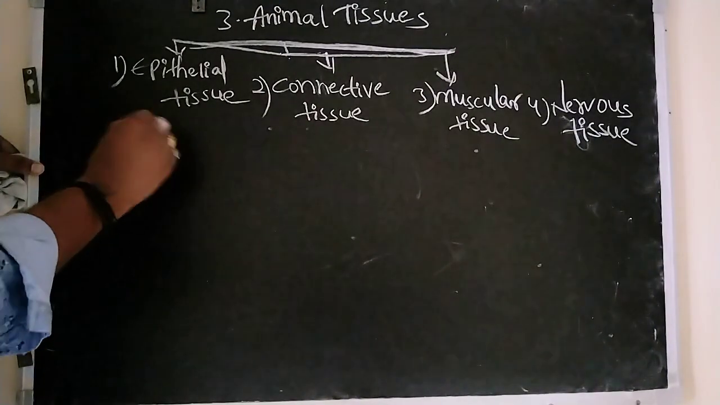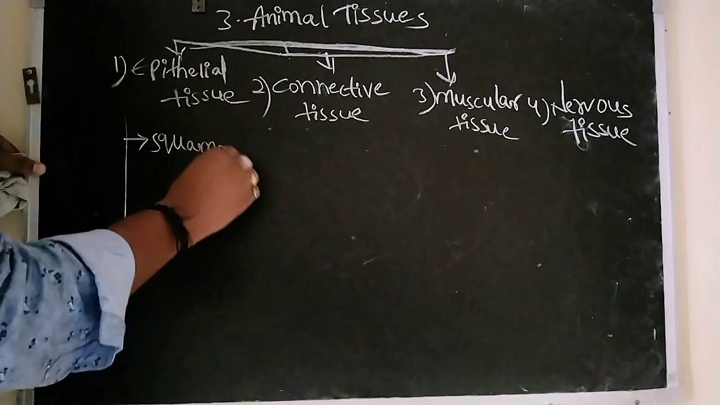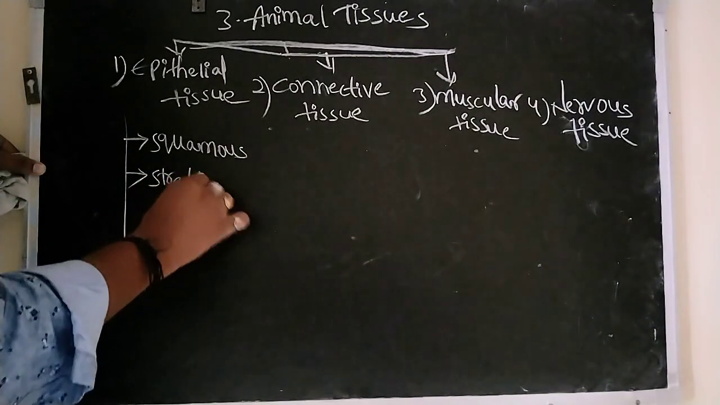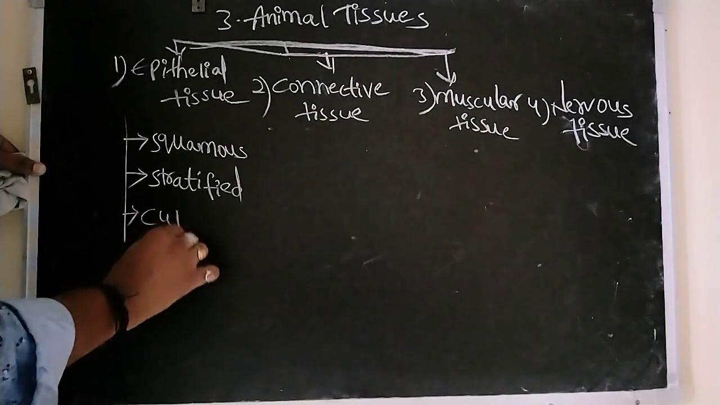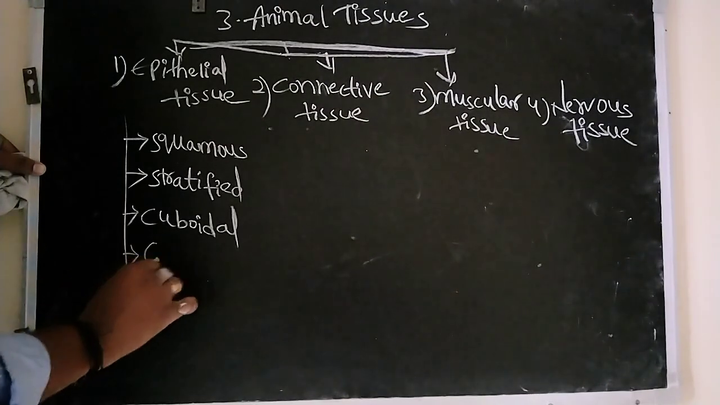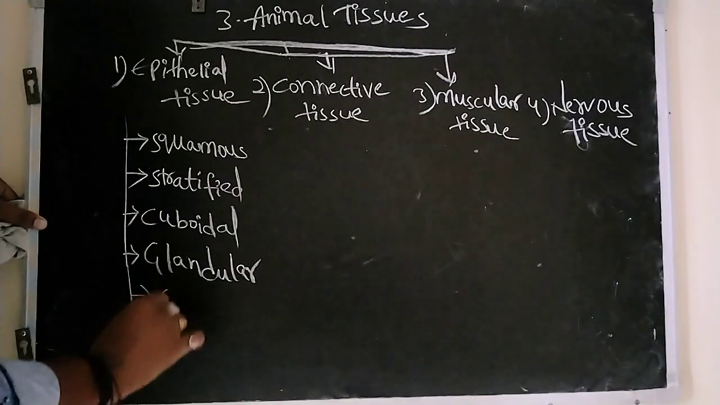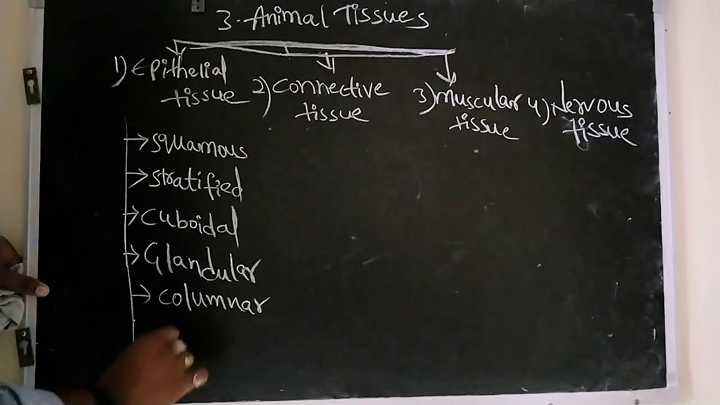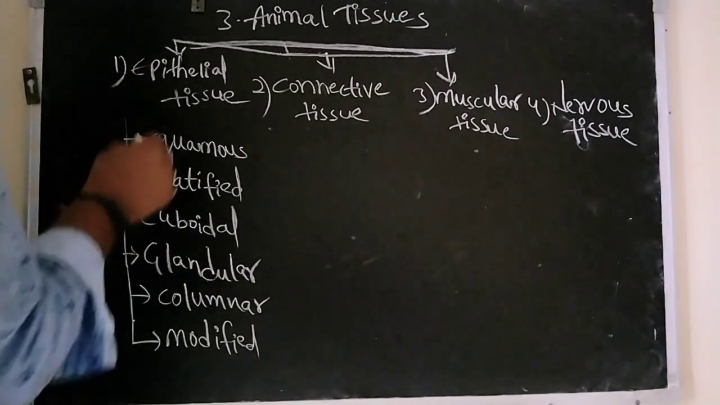These epithelial tissues are again divided into squamous epithelial tissue, stratified squamous epithelial tissue, cuboidal epithelial tissue, glandular epithelium, columnar epithelial tissue, and modified epithelial tissue. These are the types in epithelial tissue.